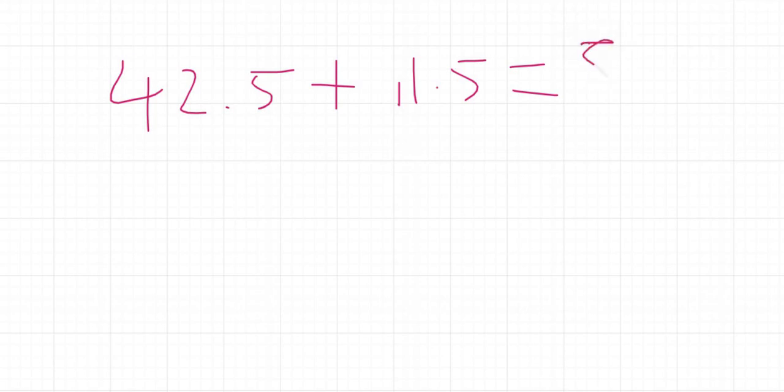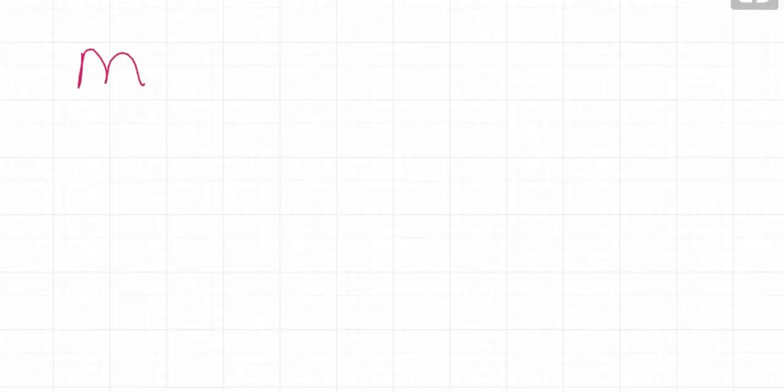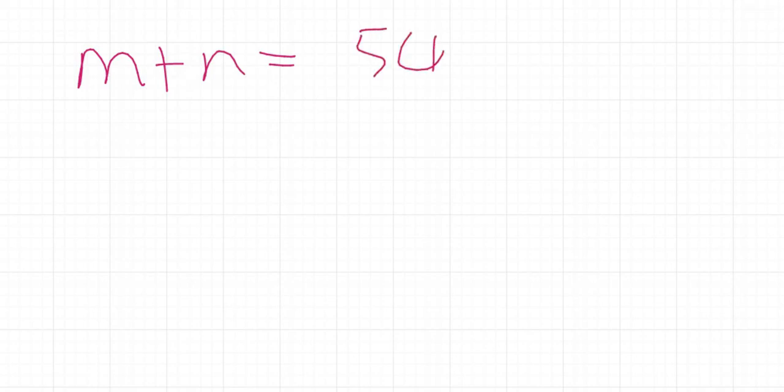You can check it for yourself. So it is indeed correct. So let's look at the substitution method, using this to see if it actually works with the substitution method. What we had: m plus n is equal to 54, and what was it again? It was m minus 3n is equal to 8.